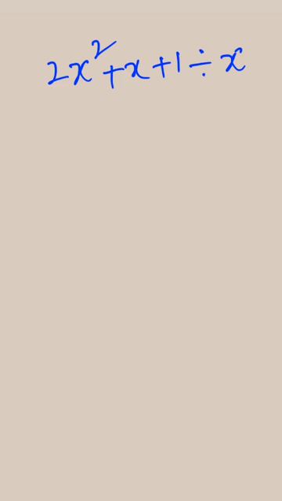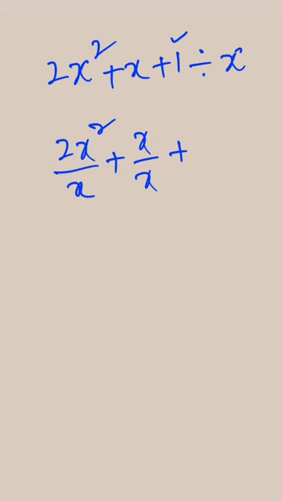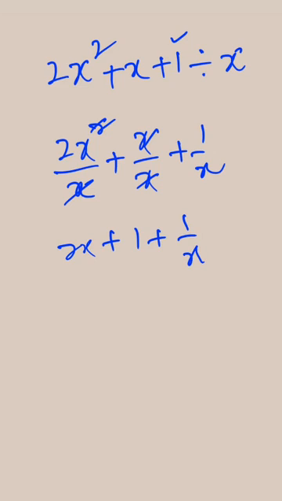Now observe this problem: 2x square plus x plus 1 divided by x. Here all three terms are there, including a constant term. Exactly as earlier, if we write it that way, we get 2x square by x plus x by x plus 1 by x. Here x cancels and finally we get 2x plus 1 plus 1 by x. So can we write it like this?